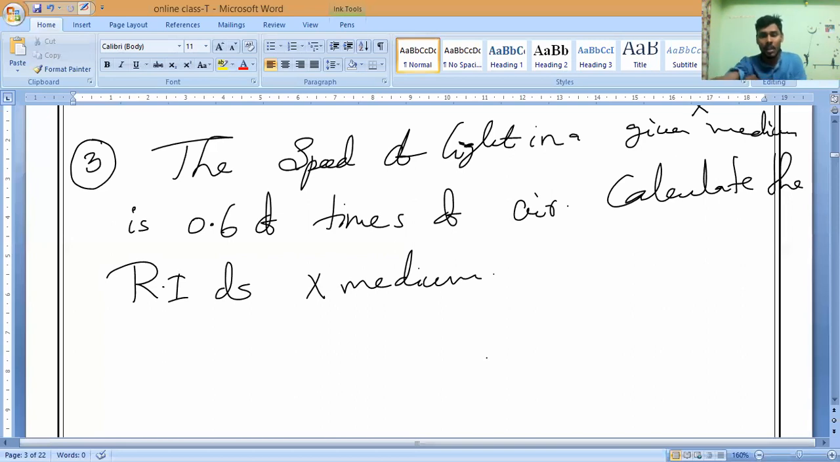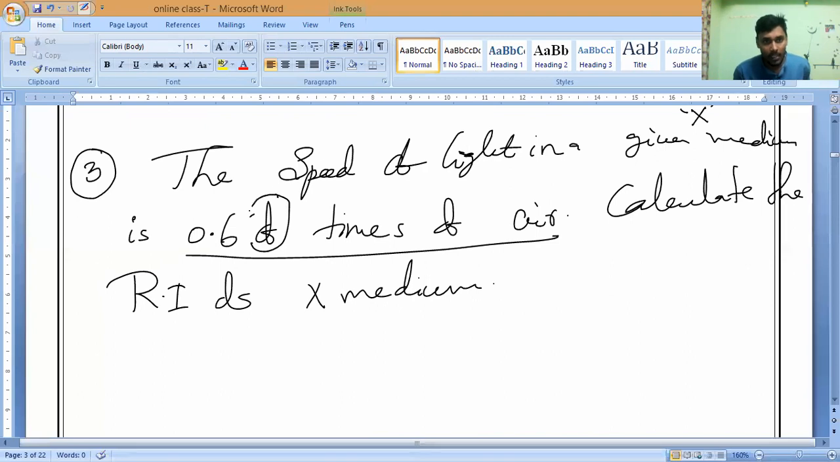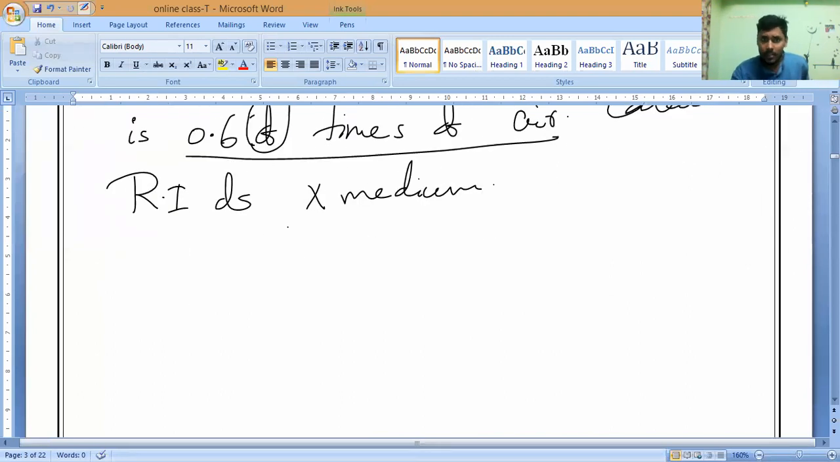can feel difficulty here. Sir, nothing is given, how to calculate, sir? They have given one thing, mathematics you have to apply here. 0.6 times of air, in the sense of half, indicate what, guys? Mathematics. Multiplication. That's all. You have to remember that. Now see, refractive index of the given X medium. So X should come here, air, that's all.